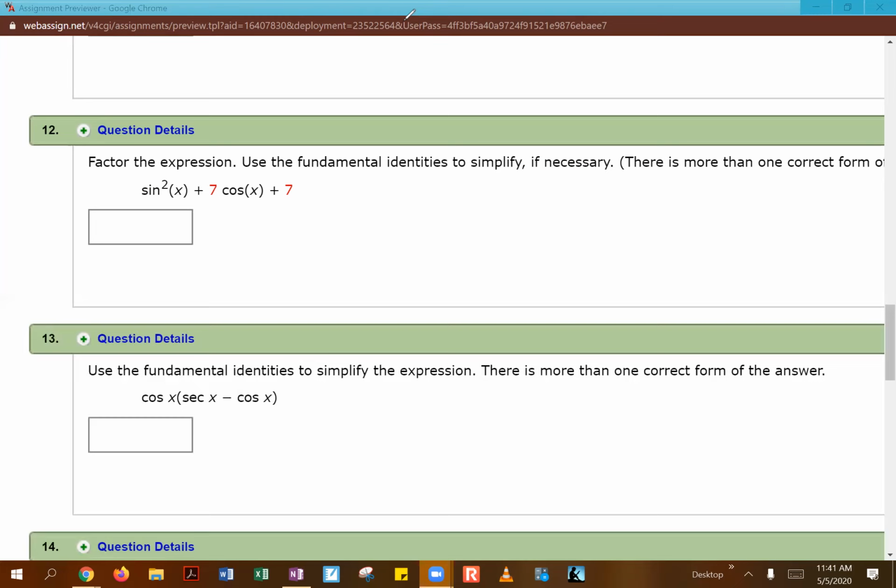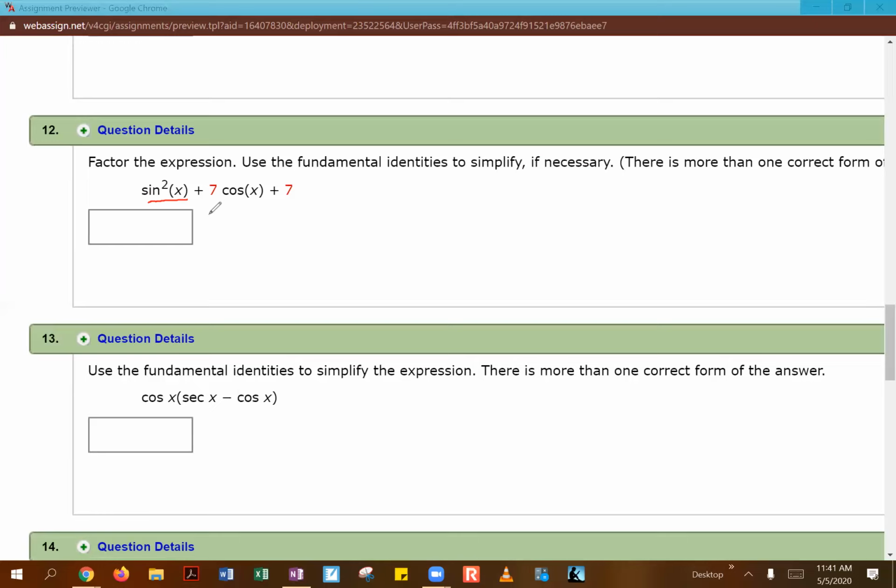So where did you start on this problem? I started out by defining sine squared using the Pythagorean identity. Okay, so what did you write there? So I defined it as cosine squared minus 1 plus 7 cosine.